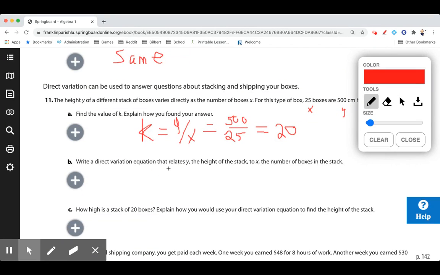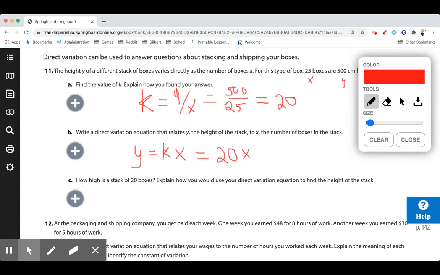Write a direct variation equation that relates y to the height of the stack. Now that we have our constant of proportionality, k, we can just write our equation. Remember, our equation is y equals kx. So now the height is going to be equal to 20 times the number of boxes.